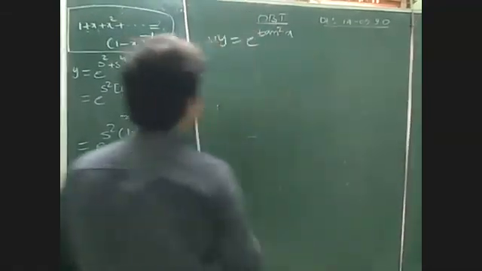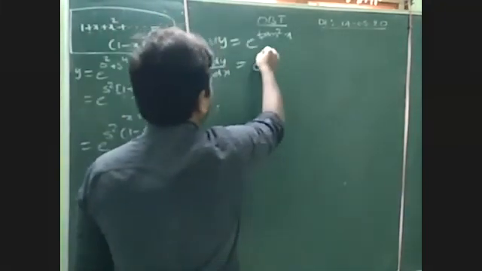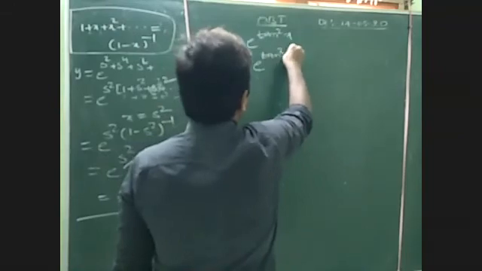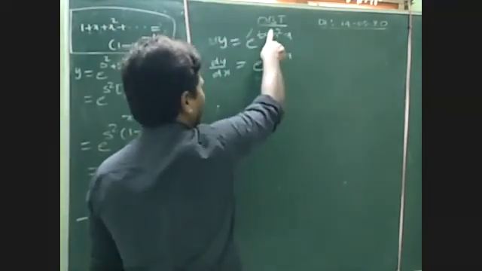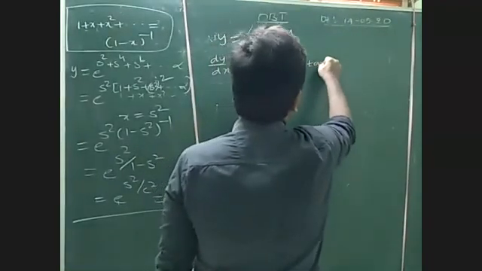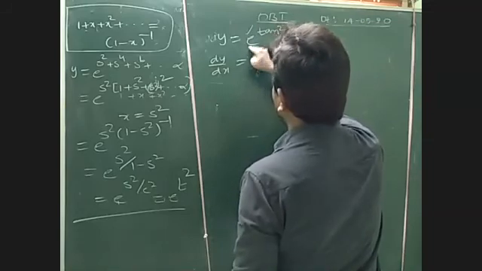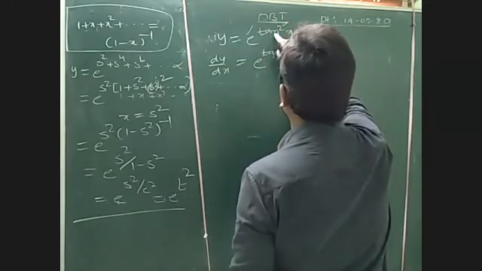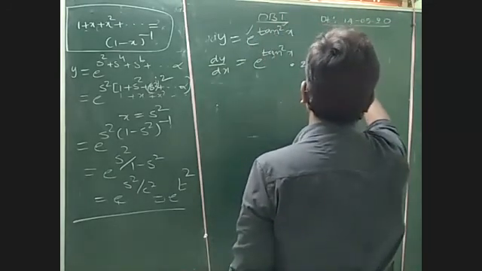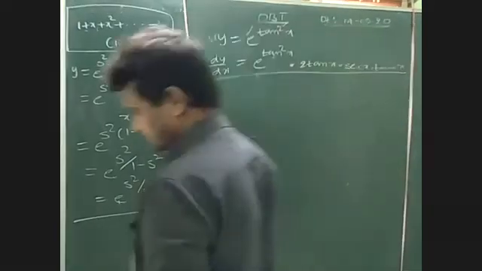Now we can differentiate: dy by dx is e power tan square x, the e derivative completed. Next, by the chain rule, the derivative of tan square is 2 tan x. Again the tan x derivative. First the e derivative, next the square derivative, at last tan x, whose derivative is secant square x. This is all.